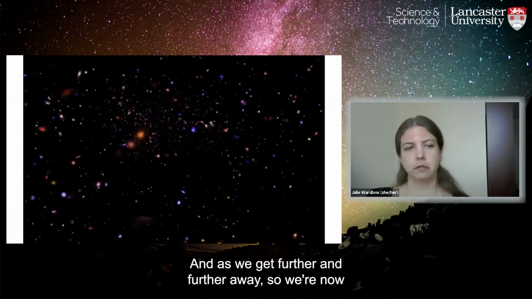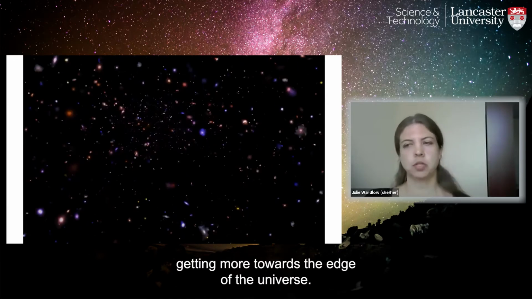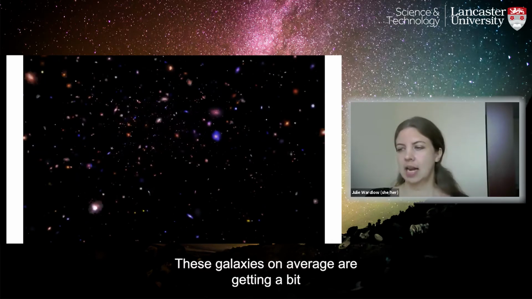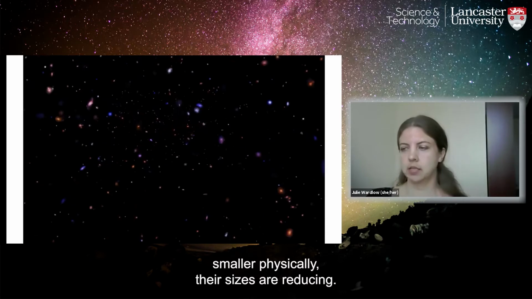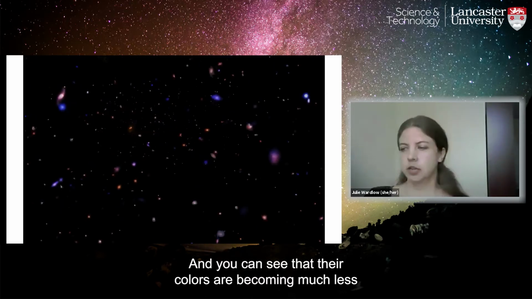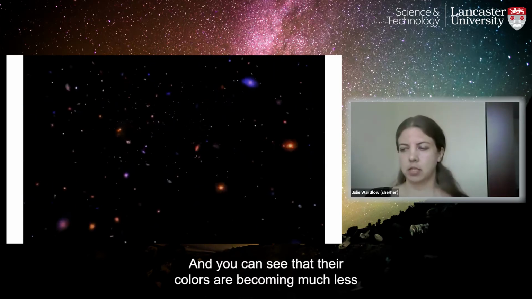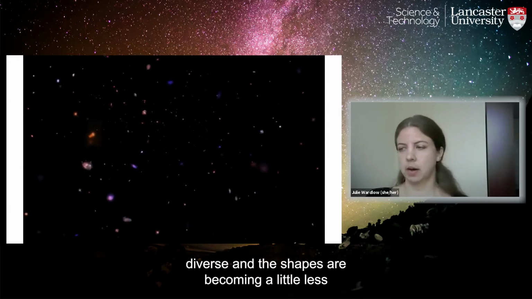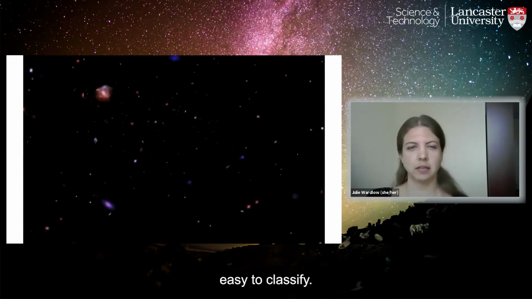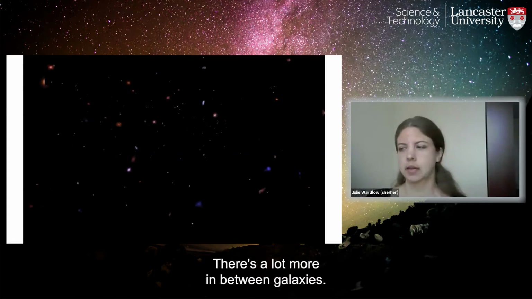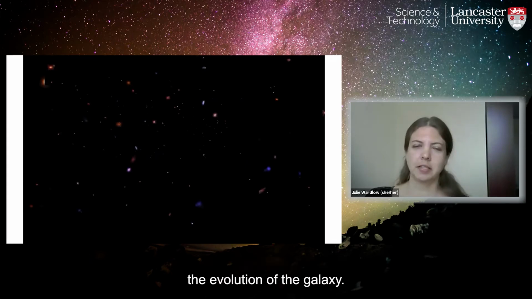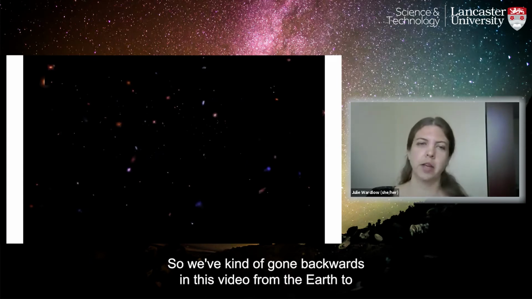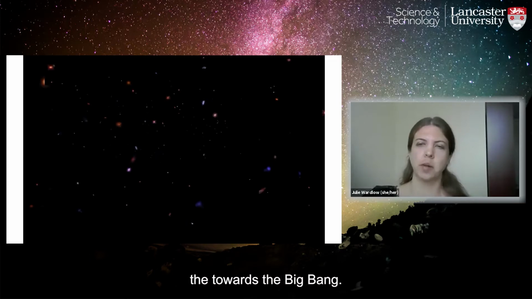And as we get further and further away, so we're now getting more towards the edge of the universe, these galaxies on average are getting a bit smaller physically. Their sizes are reducing. And you can see that their colors are becoming much less diverse, and their shapes are becoming a little less easy to classify. There's a lot more in between galaxies. And so this is really telling us in a qualitative way about the evolution of the galaxy. So we've kind of gone backwards in this video from the Earth towards the Big Bang.